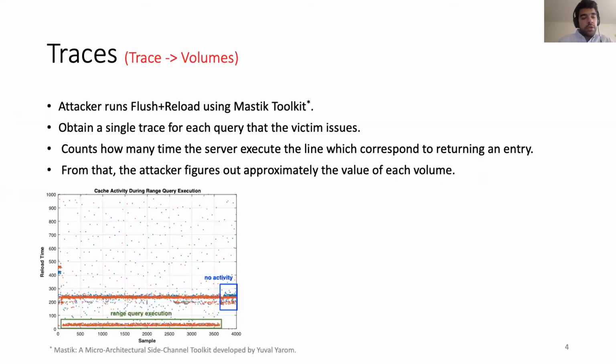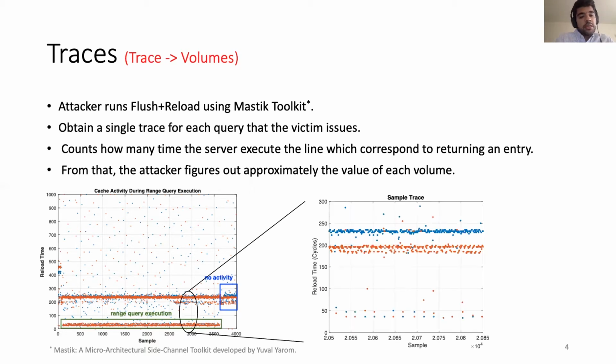So let's see how the attacker can do that. The attacker basically runs Flush+Reload using the Mastik toolkit. You can see a simple trace here. If you look more closely, we can see that the attacker monitored 2 lines, and by just counting the cache activity, he can recover an approximation of the volume.